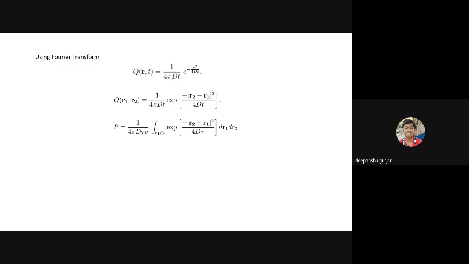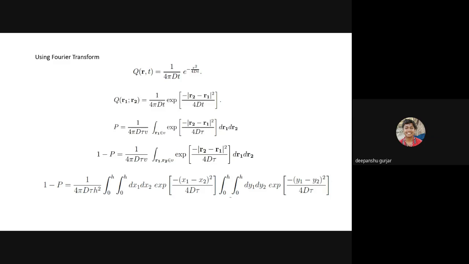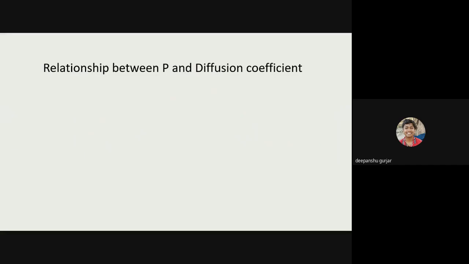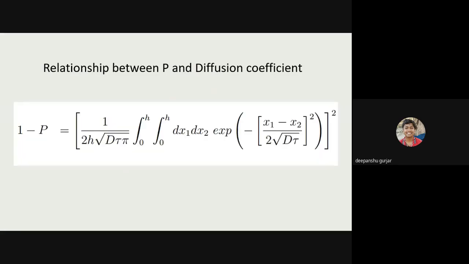The probability that a particle will remain in that region is given by 1 minus P, and changing variables, R1 and R2 belong to the region which we have considered. Now, if you convert them to X and Y coordinates, it results in the following equation. And finally, we can write the relationship between P and D as this. Here, D is the diffusion coefficient, tau is the time period of the observation, P is, of course, the probability, and H is the dimension of the area considered.